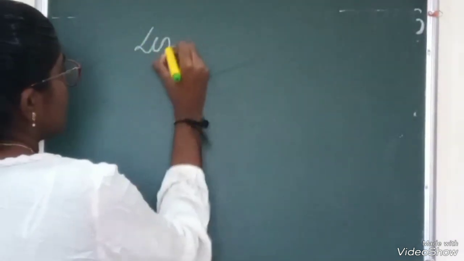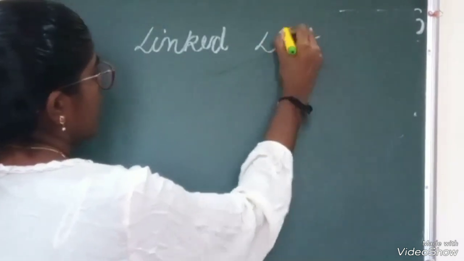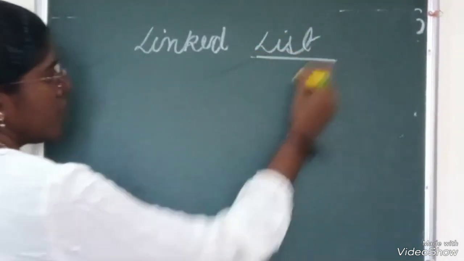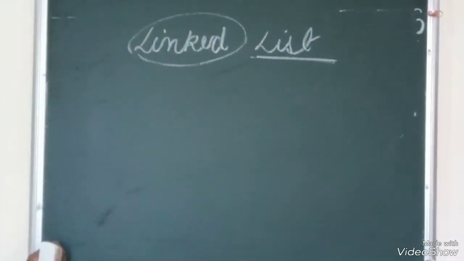Now we're going to see linked lists. What is a linked list? In the name itself, we can try to understand. It is a list that is linked. The list is linked itself. In the definition they are trying to say the data we have is linked together.